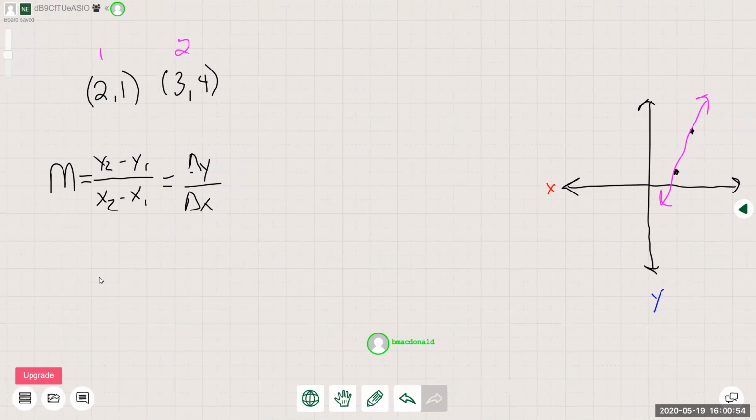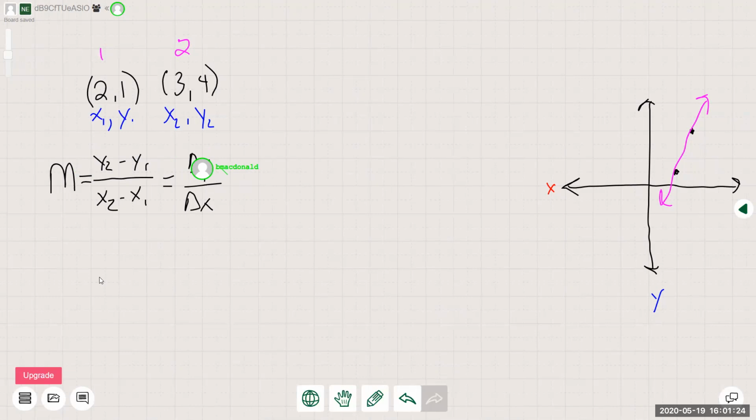So let's take that. This is our x1 and our y1, because that's our first ordered pair. And then this is our x2 and our y2. That's our second ordered pair. So from there, we'll actually just plug these numbers in the way that they are formatted in that equation.